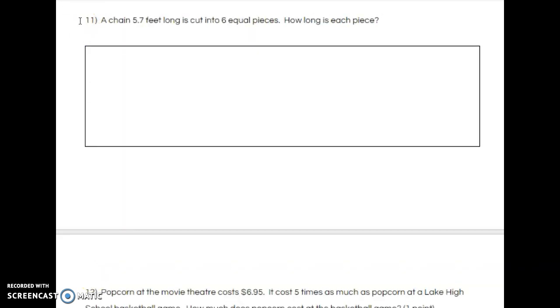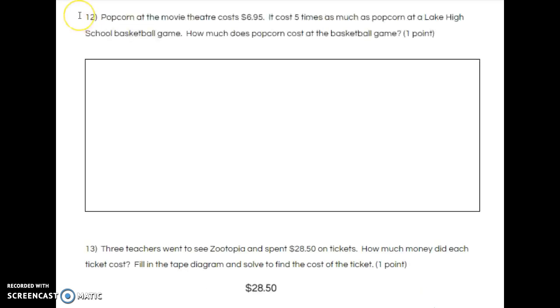Number 11. A chain 5 7/10 feet long is cut into 6 equal pieces. How long is each piece? Number 12. Popcorn at the movie theater costs $6.95. It costs 5 times as much as popcorn at a Lake High School basketball game. How much does popcorn cost at the basketball game?